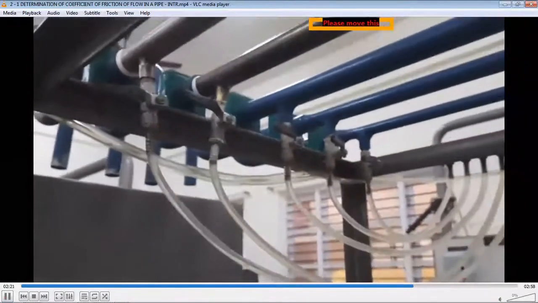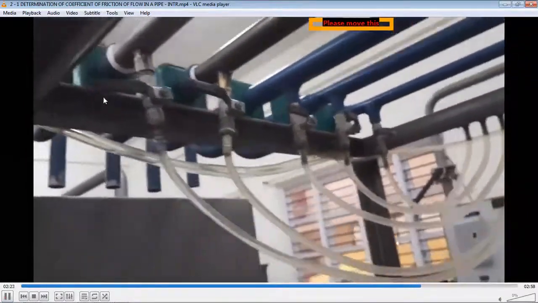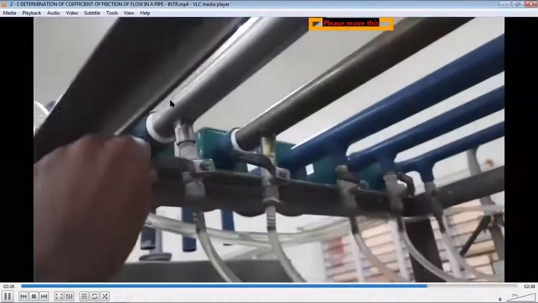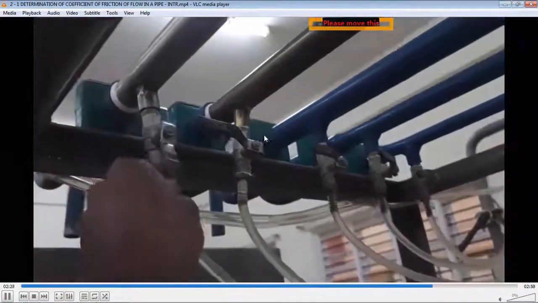Always it is in the closed position. And these are the pressure tappings. For whichever experiment on the pipe you are doing, that experiment's pressure tapping should be opened. Remaining all should be closed.